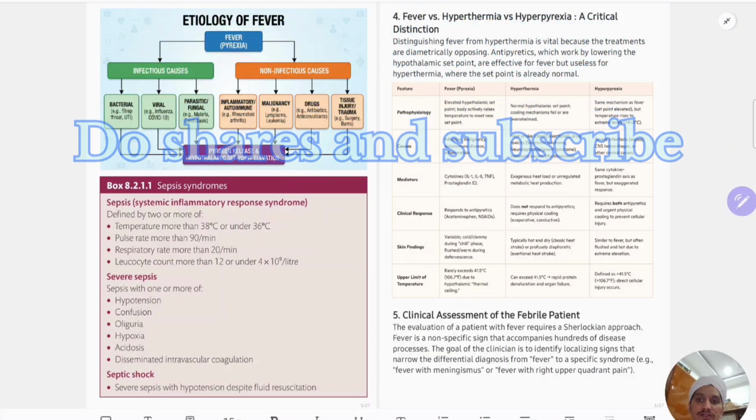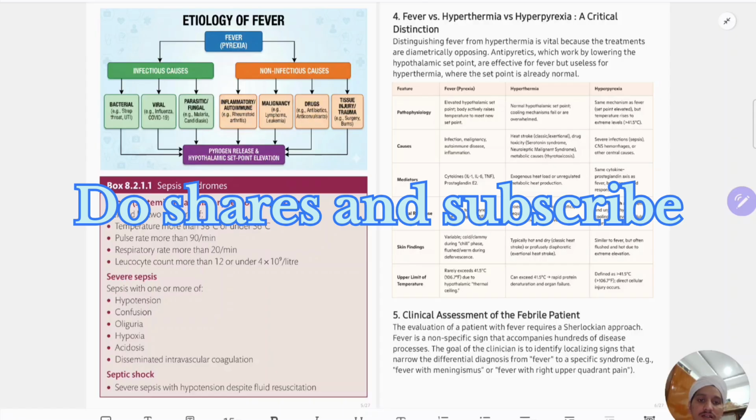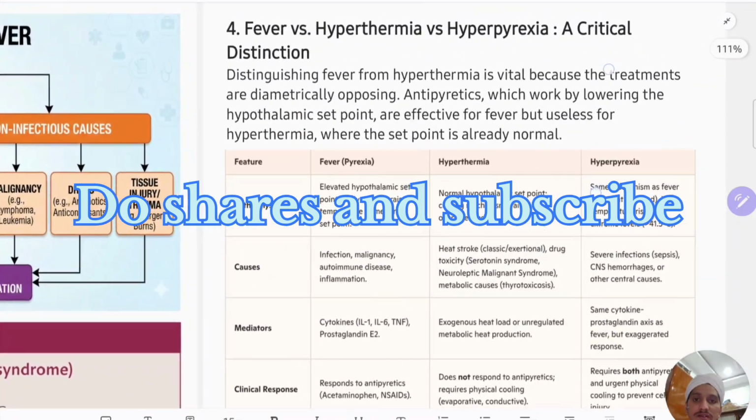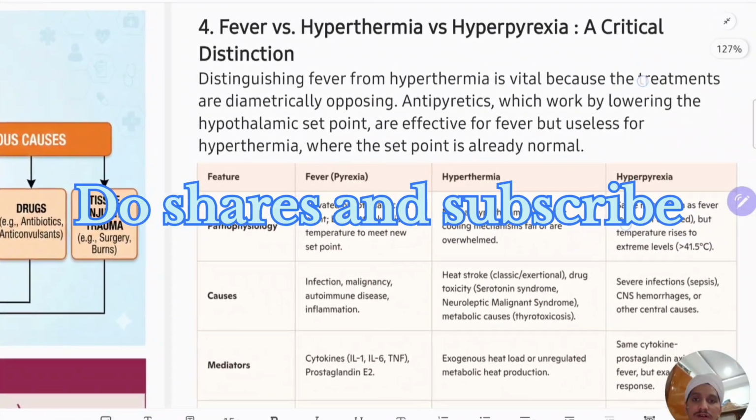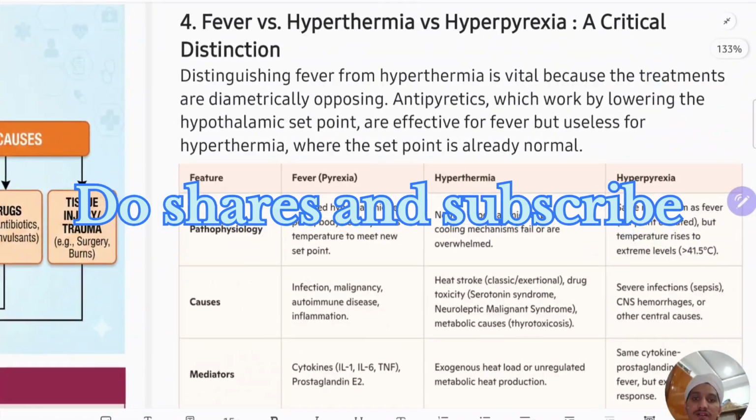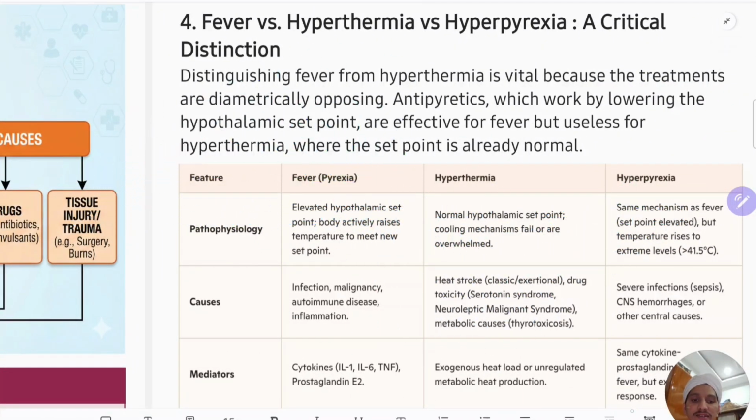So let's continue the topic of fever. Moving on to the topic. Let's begin with the name of Allah. Whenever you document fever, yesterday I described when you should consider it as fever.